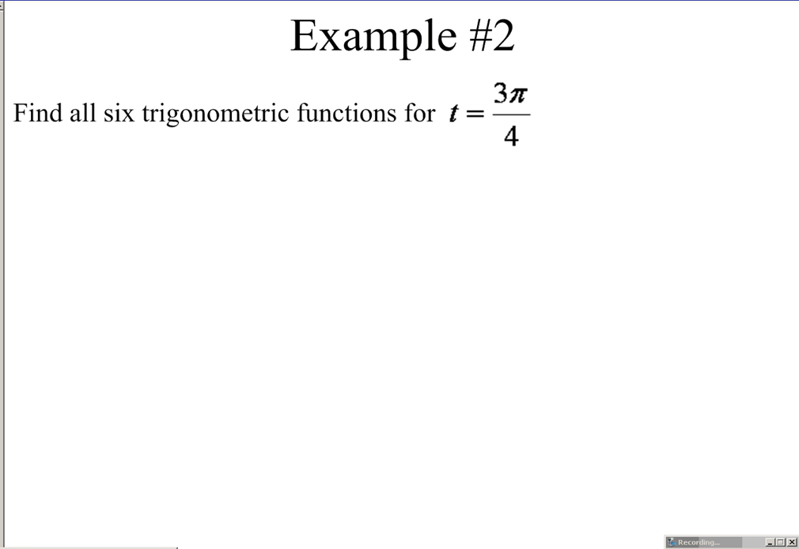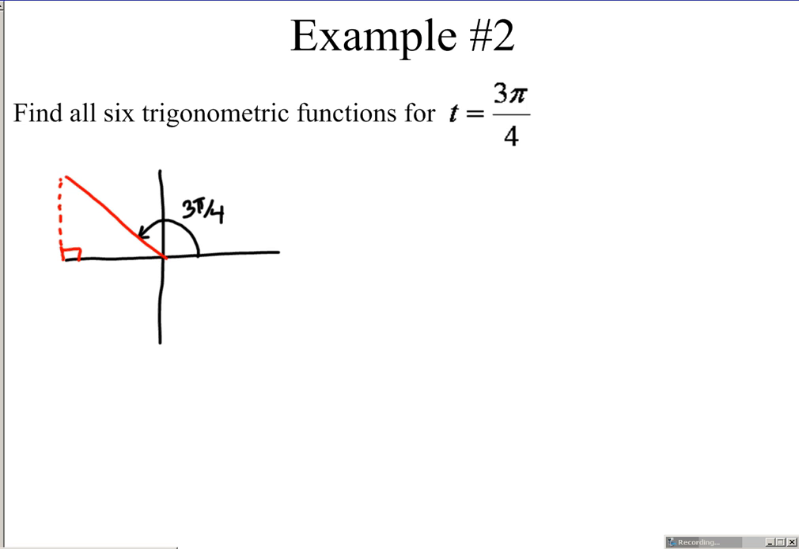Find all 6 trigonometric functions for 3 pi over 4. Start on your initial side. We're going to rotate 3 pi over 4 radians, which takes us into quadrant 2. There's our terminal side. Third side is always drawn here to the x-axis, don't forget.